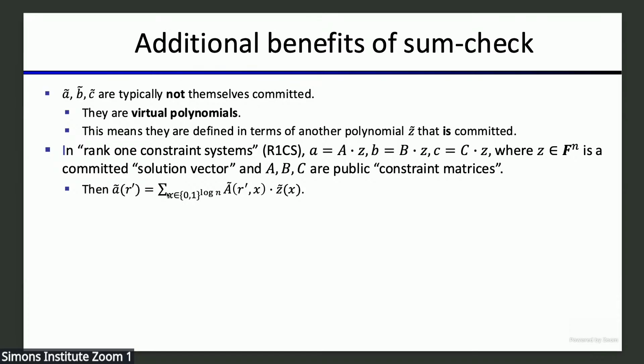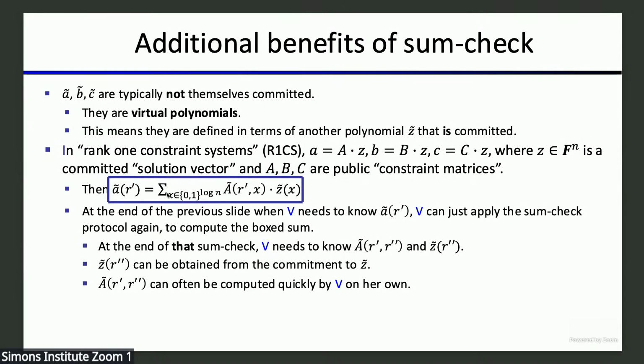In SNARKs for this kind of constraint system people call rank 1 constraints, the little a, little b, little c are related to a committed witness vector by these public matrices. So when the verifier has to evaluate little a at a random point, even though a isn't committed, it's no big deal. You just apply the sum check protocol again. At the end of that, the verifier has to evaluate the thing that actually is committed at a random point, as well as the constraint matrices that are public, at a point. For a lot of constraint matrices, they might be very big, but they're very structured, so the verifier can get this evaluation on its own quickly, and it gets the evaluation of the committed thing from the commitment.